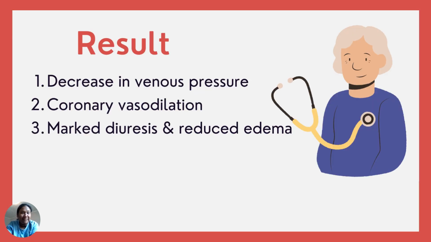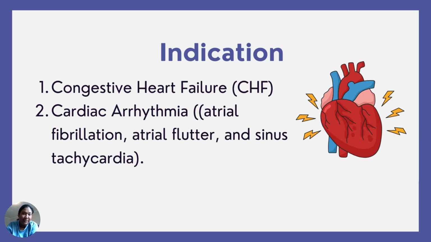Yes, so as a result of this glycoside drug, what happens to our body? It decreases the venous pressure, it dilates the coronary blood vessels, and causes marked diuresis and reduced edema. I've already explained what happens when we take the drug, so I hope you understand the meaning of this slide. Let me take you through the indications.